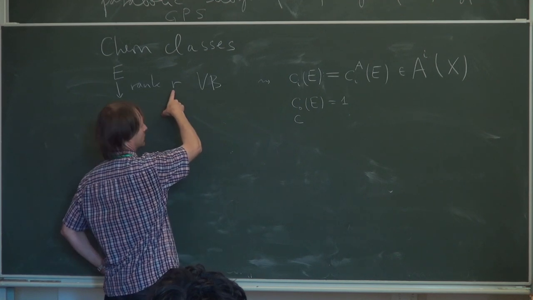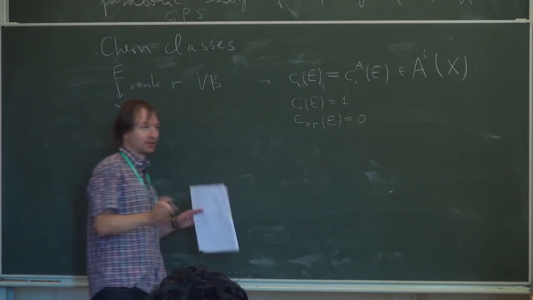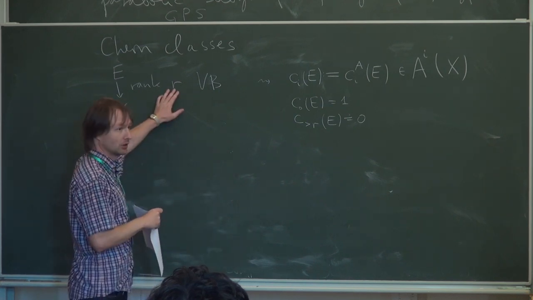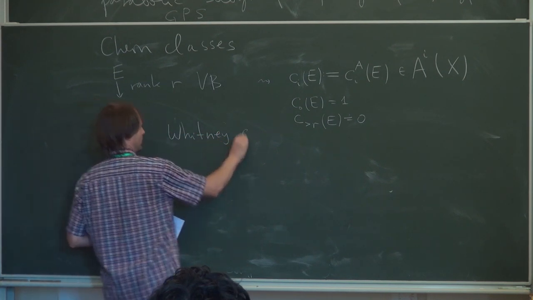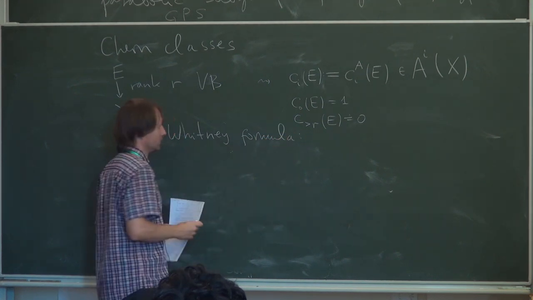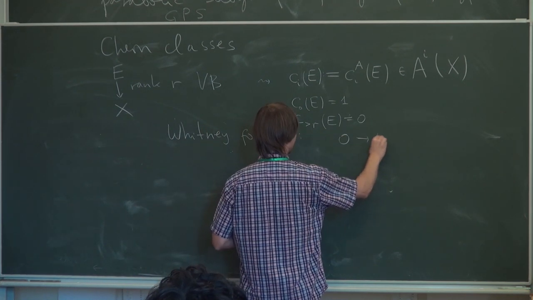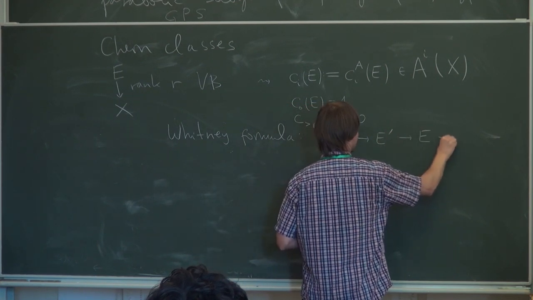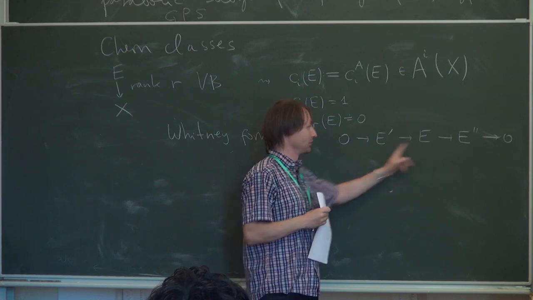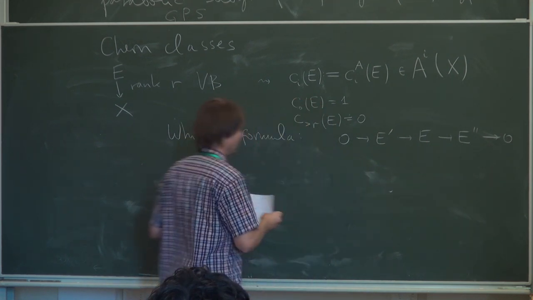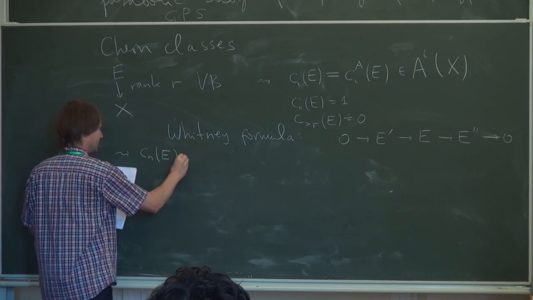If we go further than the rank, we get 0. So everything is between 0 and R, where R is the rank. There is the Whitney formula. Namely, if we have a short exact sequence of vector bundles, then we can express the Chern classes of E using the Chern classes of E prime and E double prime. I even have a formula here, C_n of E is a sum.